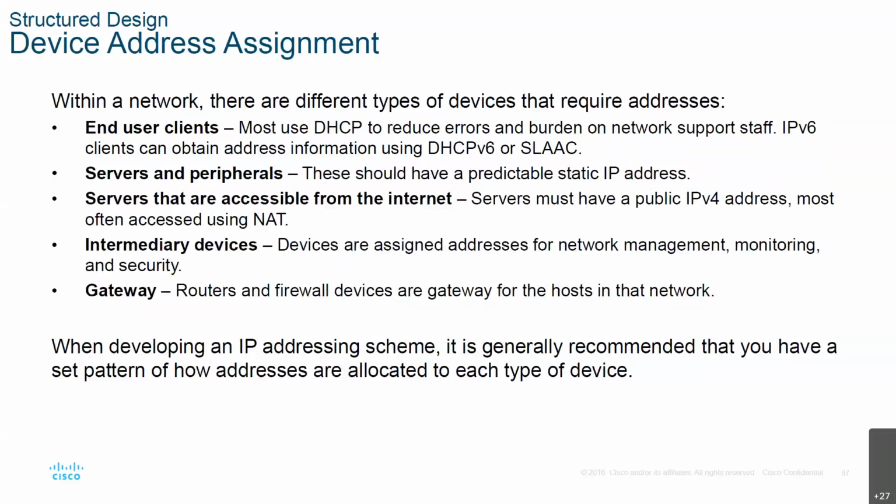You have to ask yourselves the question: what are the different types of devices that require addresses? What are your servers and what are your peripherals? What are your end user clients? Do you have a DHCP computer? Do you have a database computer? Which servers have to be accessed from the internet? Are you going to have a NAT, or are you going to have IP version 6? What are your intermediary devices? How many gateway devices do you have? All these things, you have to actually draw a blueprint of your network.